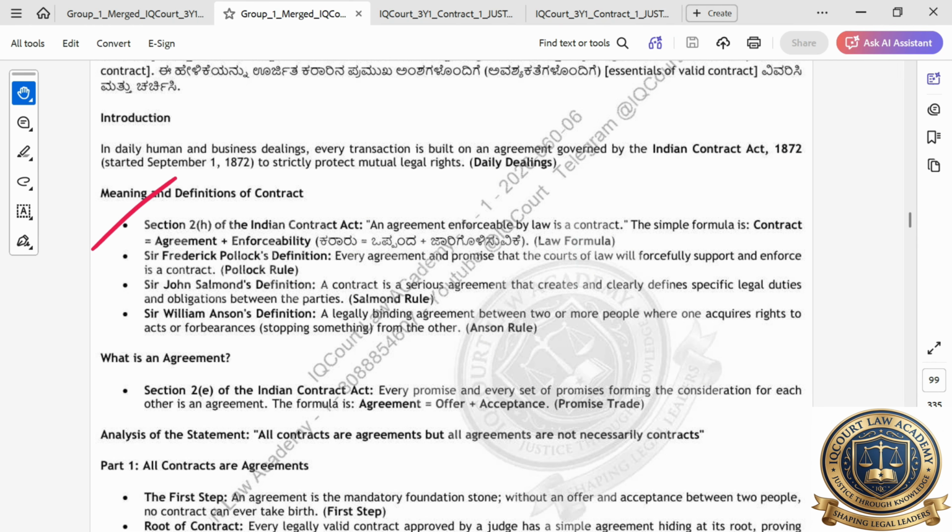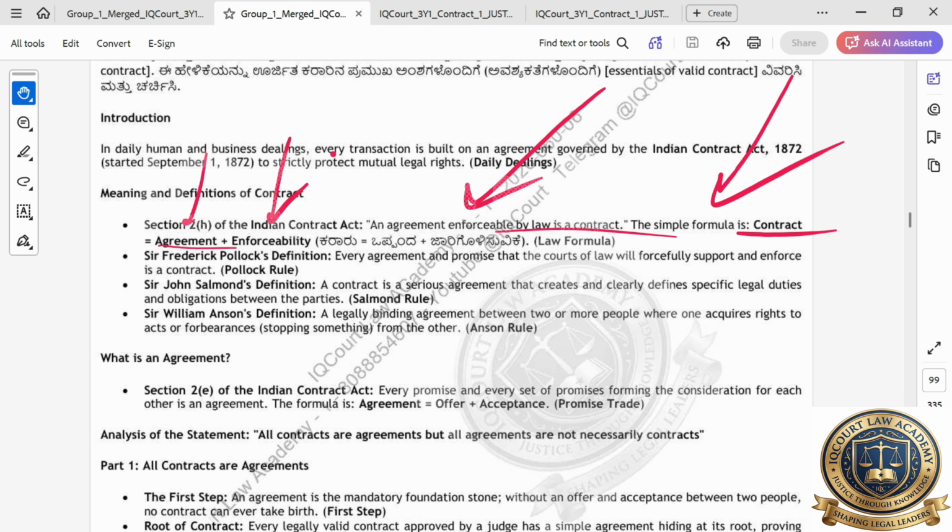This is the section important. You have to write it in the exam. Section 2(h) is the definition of contract. An agreement enforceable by law is a contract. The simple formula is you have to write this: Contract equals agreement plus enforceability.